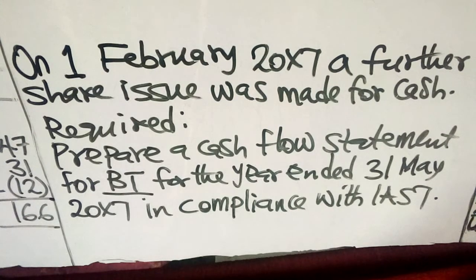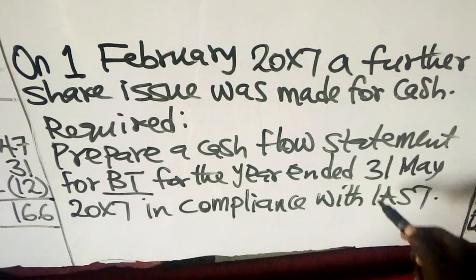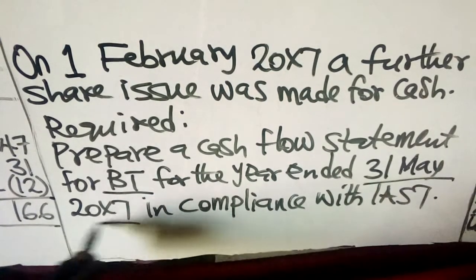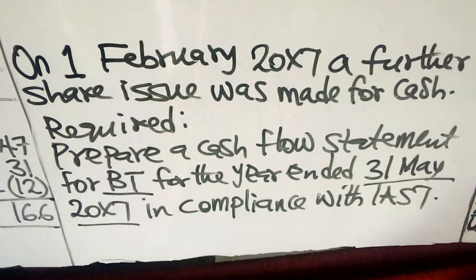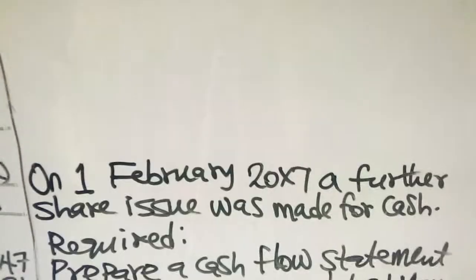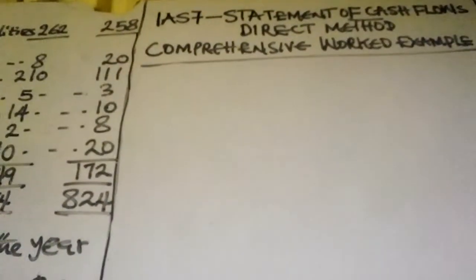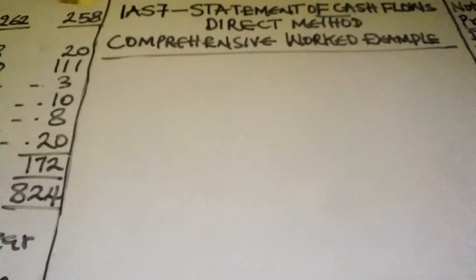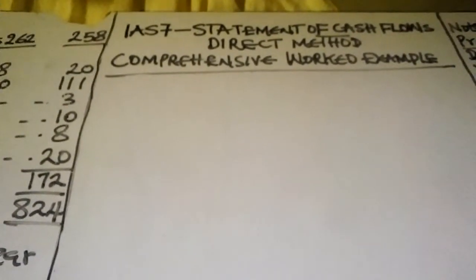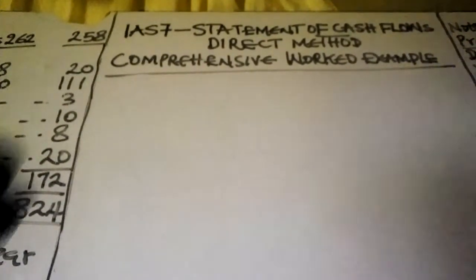You want to prepare a statement of cash flows for the year ended 31st May 20x7, in compliance with IAS 7. Remember, IAS 7 recommends two methods of preparing statement of cash flows: the direct method and the indirect method. But for our purpose in this lecture, we are going to solve the question using the direct method.